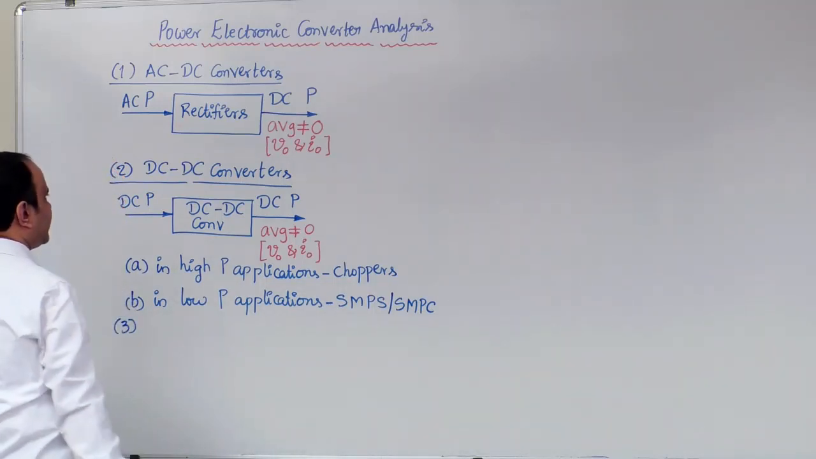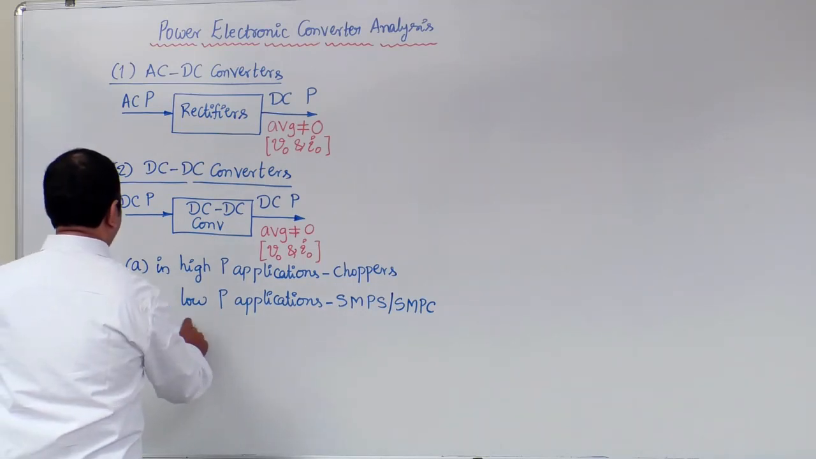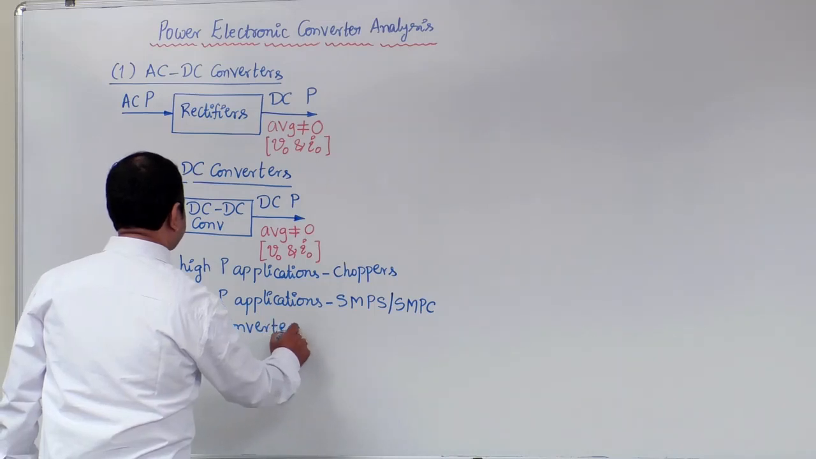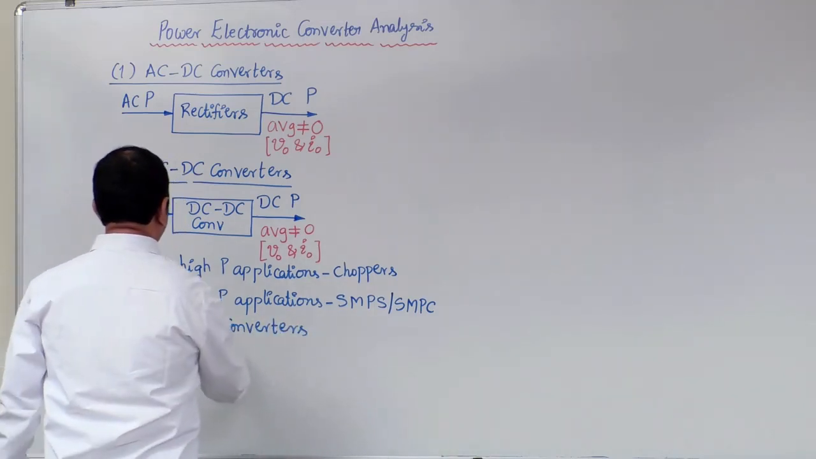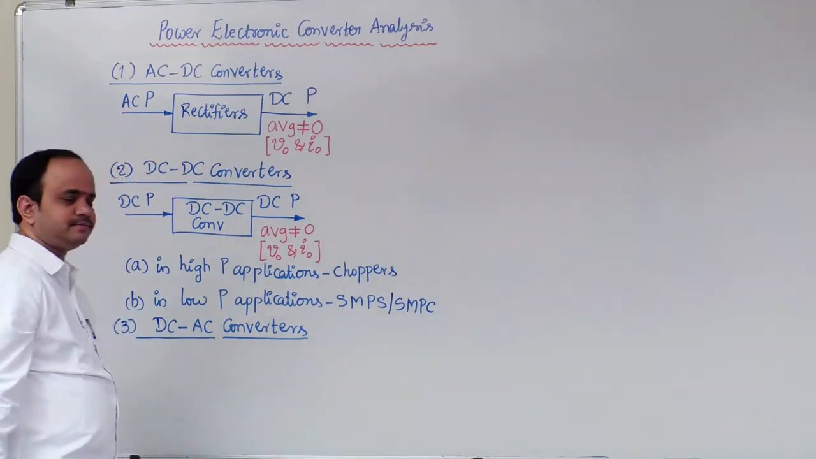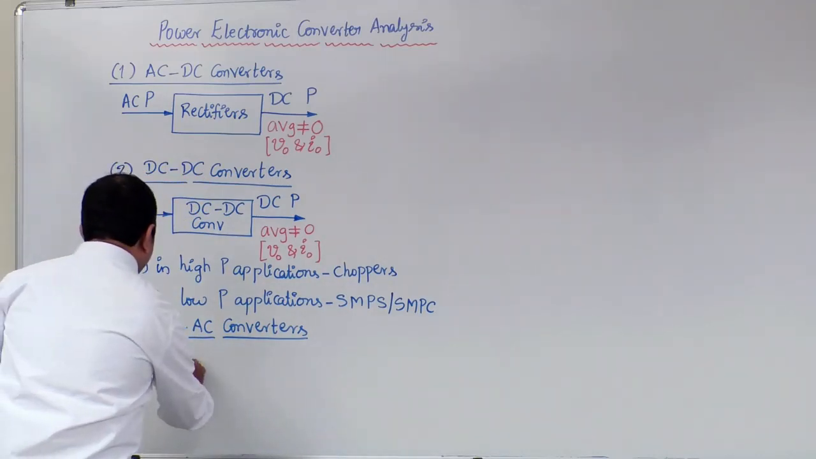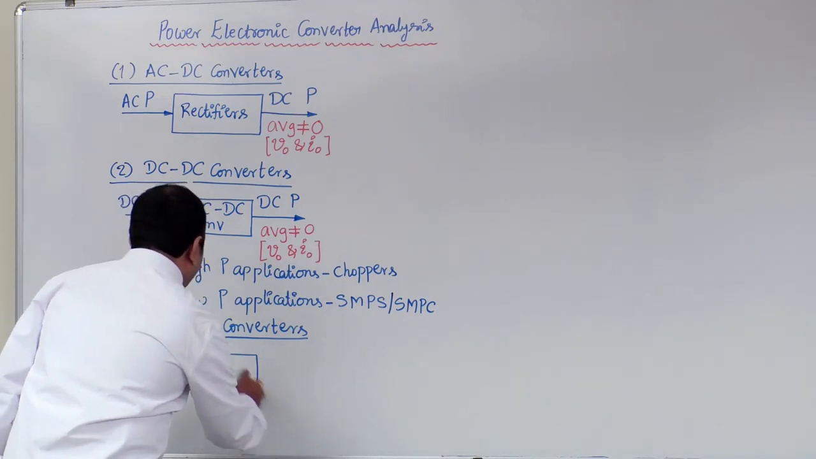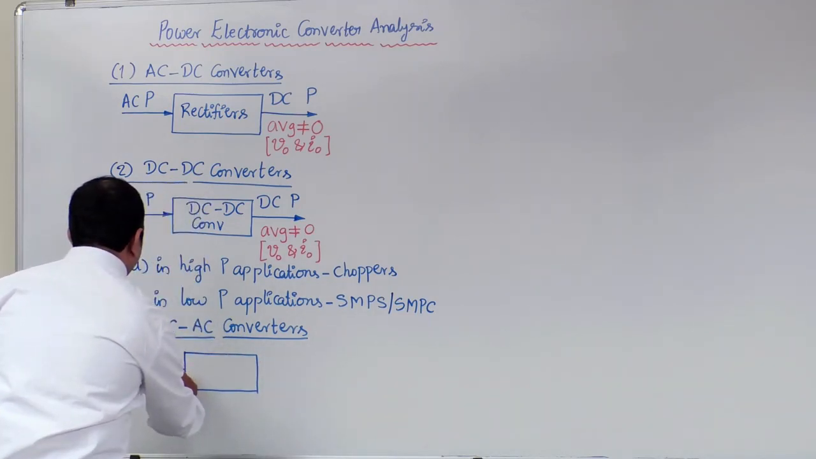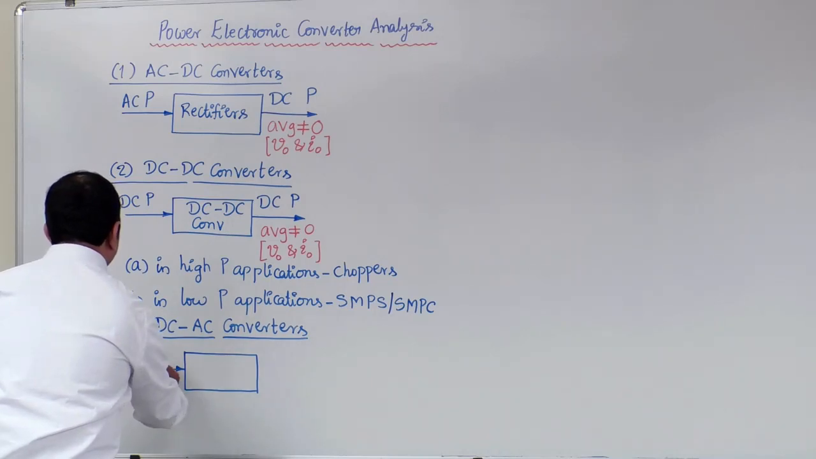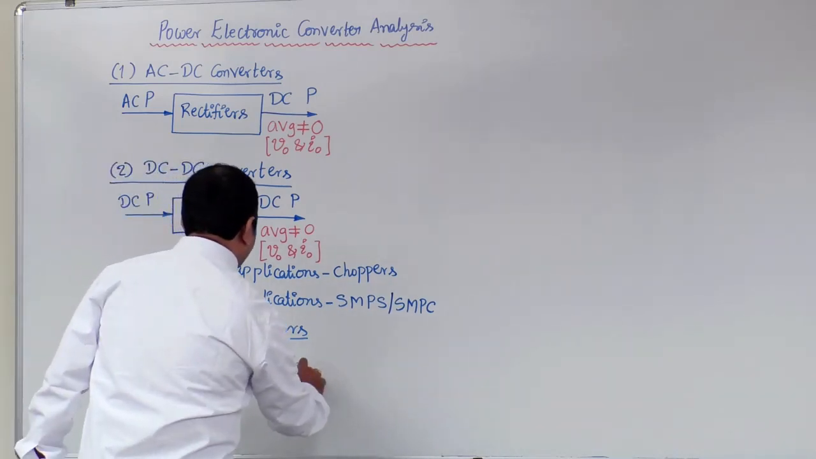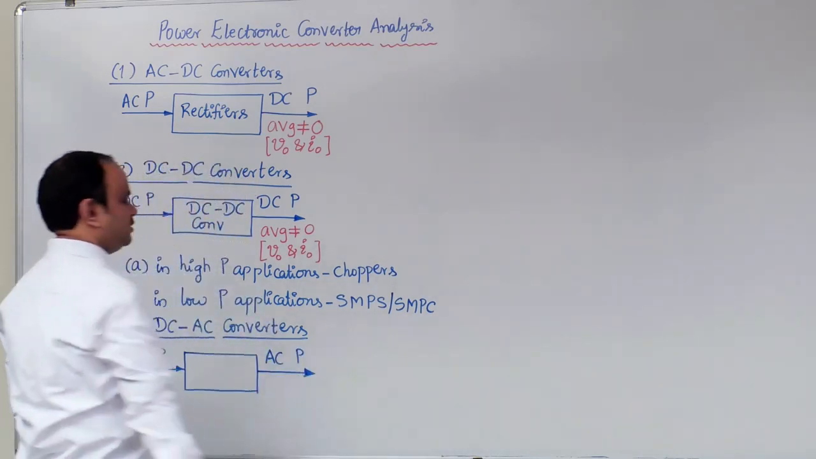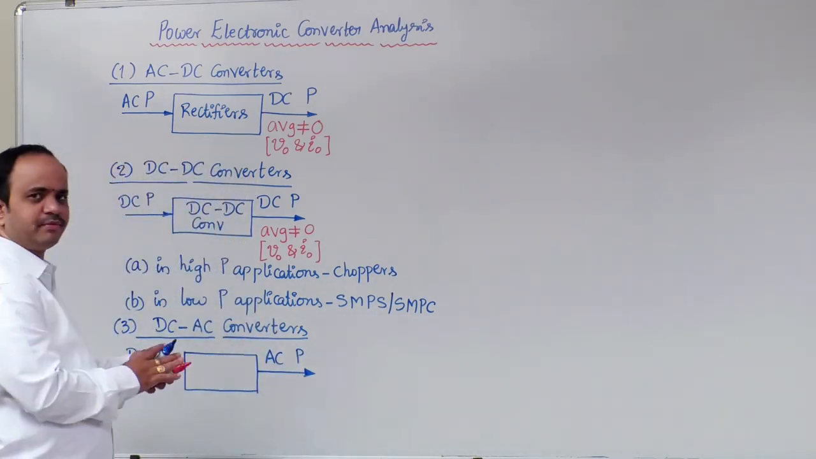Next, the third category, DC to AC converters. In these circuits, as the name indicates, input is DC power, output is AC power.